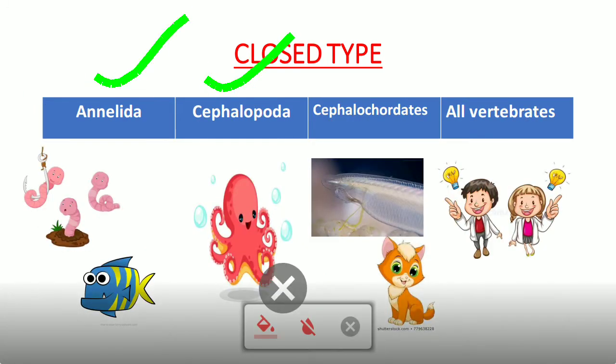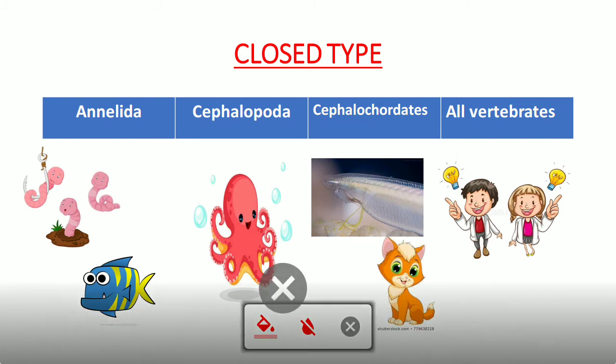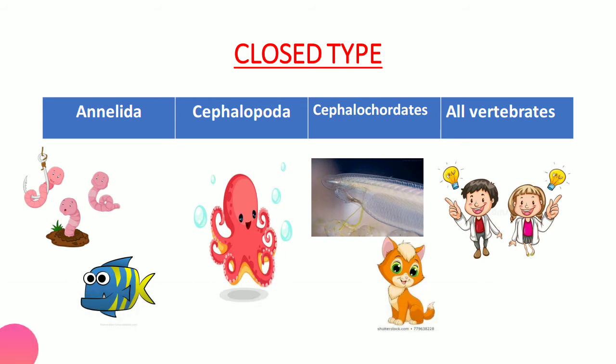Annelida, cephalopoda, and cephalochordata are the only invertebrates included in the closed type of circulatory system. It is asked in examinations also. Let's see here: human beings, cats, dogs, and fishes are also vertebrates, so these all have a closed type of circulatory system.